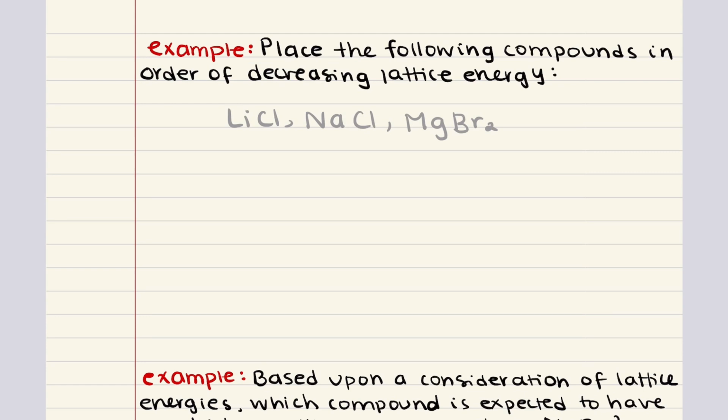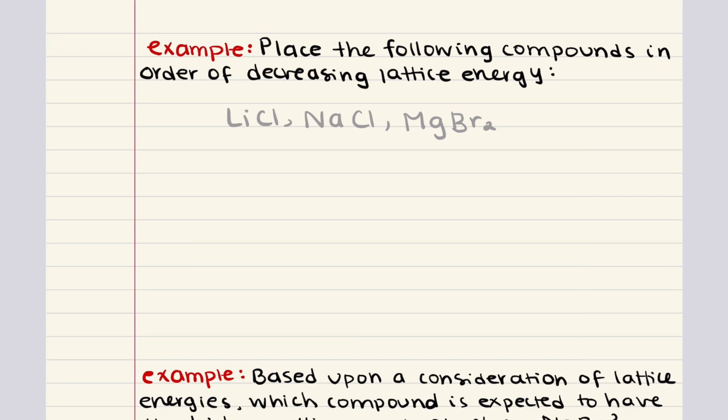The first example problem says, place the following compounds in order of decreasing lattice energy. To do this, we're going to have to understand and apply Coulomb's law. We're not going to actually be doing any calculations as long as we understand how to use Coulomb's law to our advantage to solve this problem. So let's go ahead and write Coulomb's law.